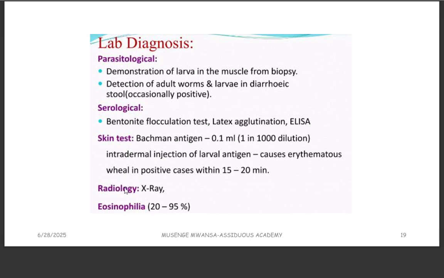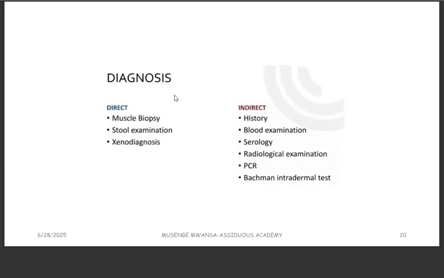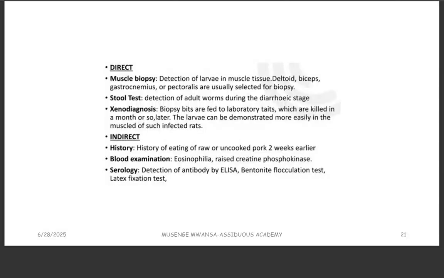And then on radiography, you can do X-ray, and you also see eosinophils increasing, eosinophilia. Okay, so basically for diagnosis, you have the direct methods and the indirect methods. For the direct methods, to be able to see the worm, you can look at the worm in the muscle biopsies, stool examination, and xenodiagnosis. Indirect, you can take a history and look at the physical features someone presents with, blood examination for antigens and such. Okay, serology, radiography, PCR, and the Bachman intradermal test.